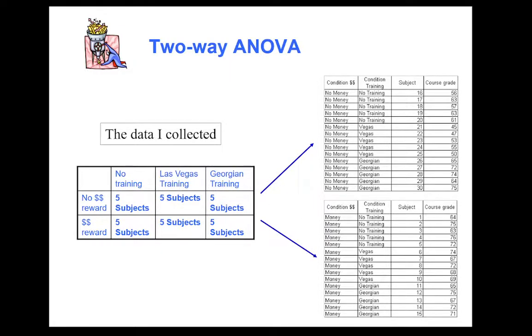So you can see my design. I've got 2 independent variables. So I have the condition money, no money, and I have the condition training: no training, Vegas, Georgian. And you can see how for the no money and the money, on the training side, they kind of mirror each other. 5 no training, Vegas, Georgian. So I have a nice design. I have 2 independent variables, and I'm off to the races. Now I have to do my two-way analysis of variance.